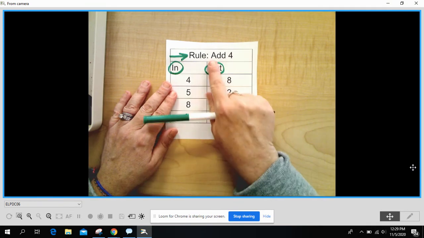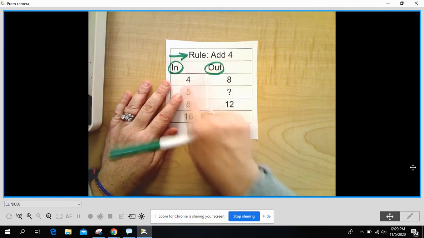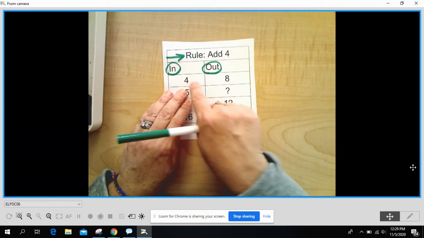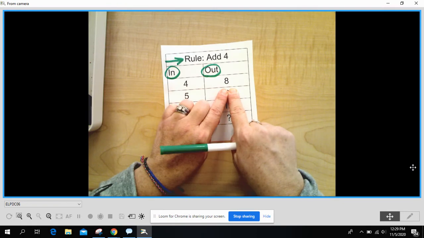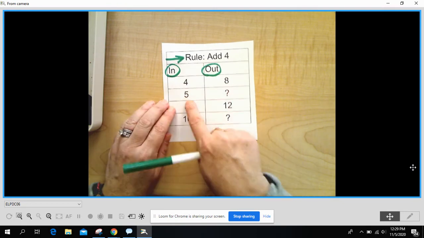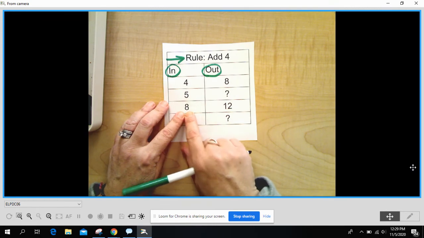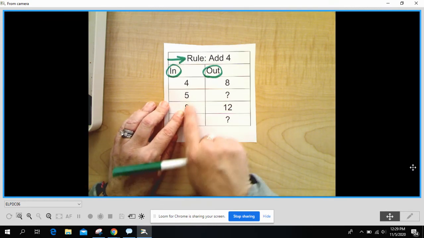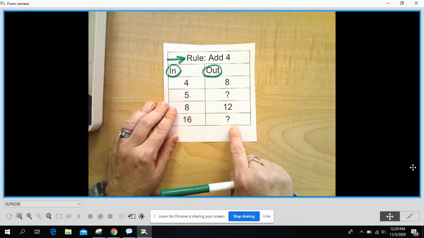Well, this one, we are given the rule, and the rule is to add 4. So if you put 4 on the inside of the function table, 8 comes out. 5 we have to figure out. But look, here's the add 4 rule down here. If you put 8 in and you add 4, 12 comes out. This one we have to figure out also.